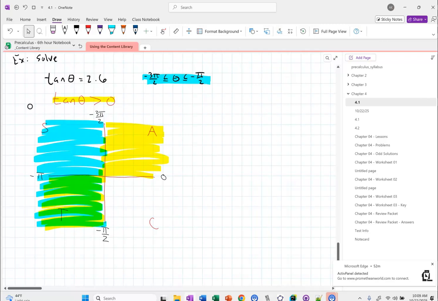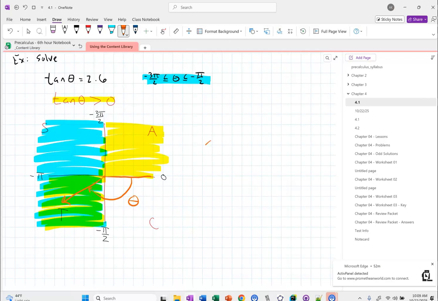So I'll draw our solution now. The terminal side of our solution lives in the third quadrant. And because we're dealing with negative angles, I am going clockwise here. Everybody feel good?